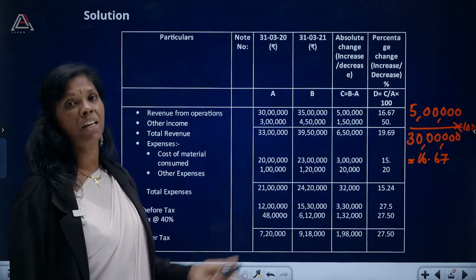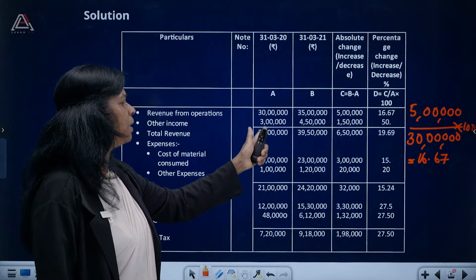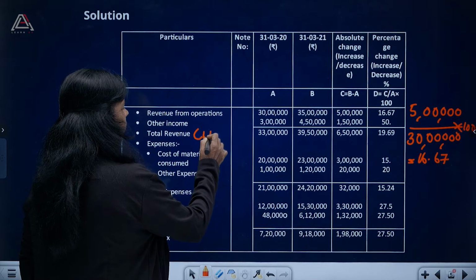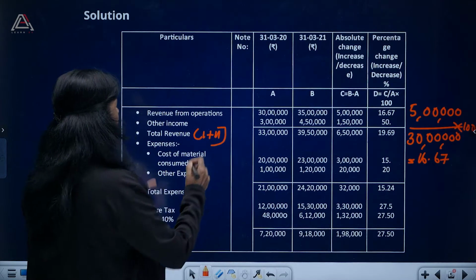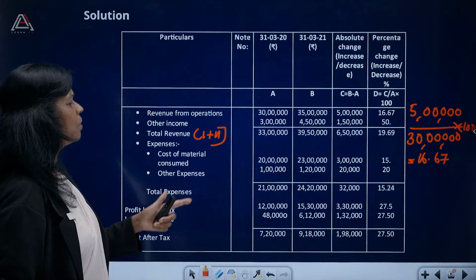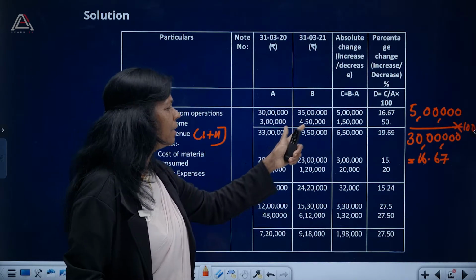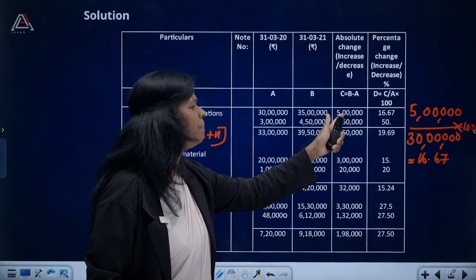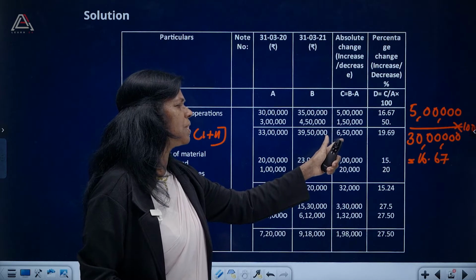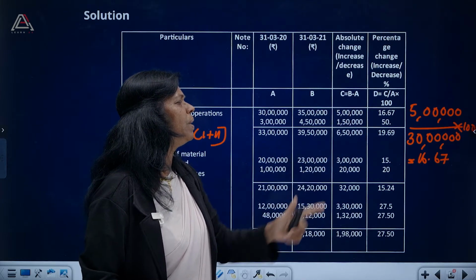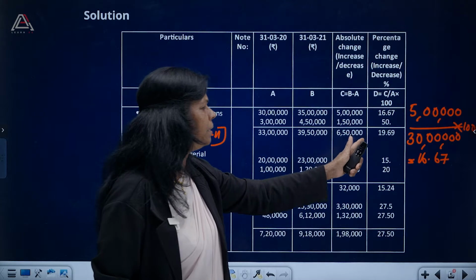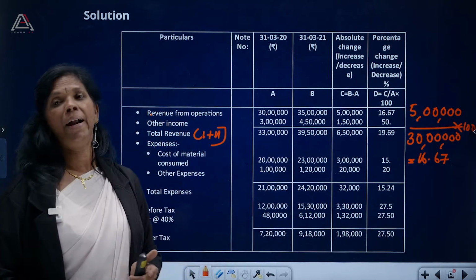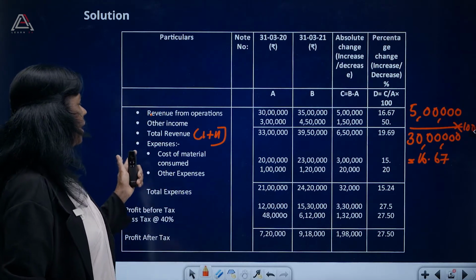Then total revenue. That is A plus B. Total revenue means A plus B, that is 1 plus 2. This is 1, this is 2. So we got 33 lakh, then 35,000 plus 4 lakh 50,000, 39 lakh 50,000, then 5 lakh plus 1 lakh 50,000, 6 lakh 50,000. Then we have to find out here that is D. D means C divided by A into 100. Okay. Then next, fourth item.